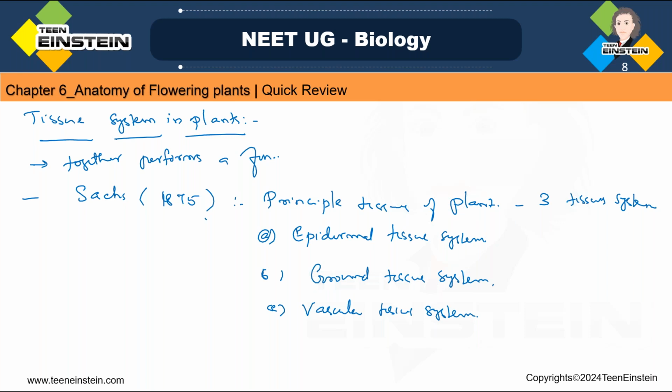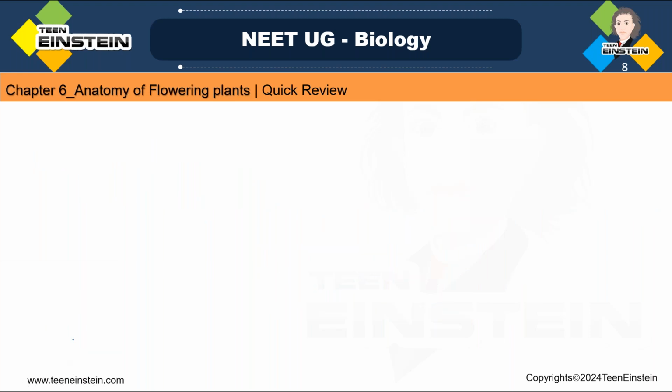So these are the three important tissue systems which we can see in the plant, and according to Sachs, the main principal tissues of a plant can be classified or categorized into epidermal tissue system, ground tissue system, and vascular tissue system. Okay, now we need to learn one by one. What is the epidermal tissue system?